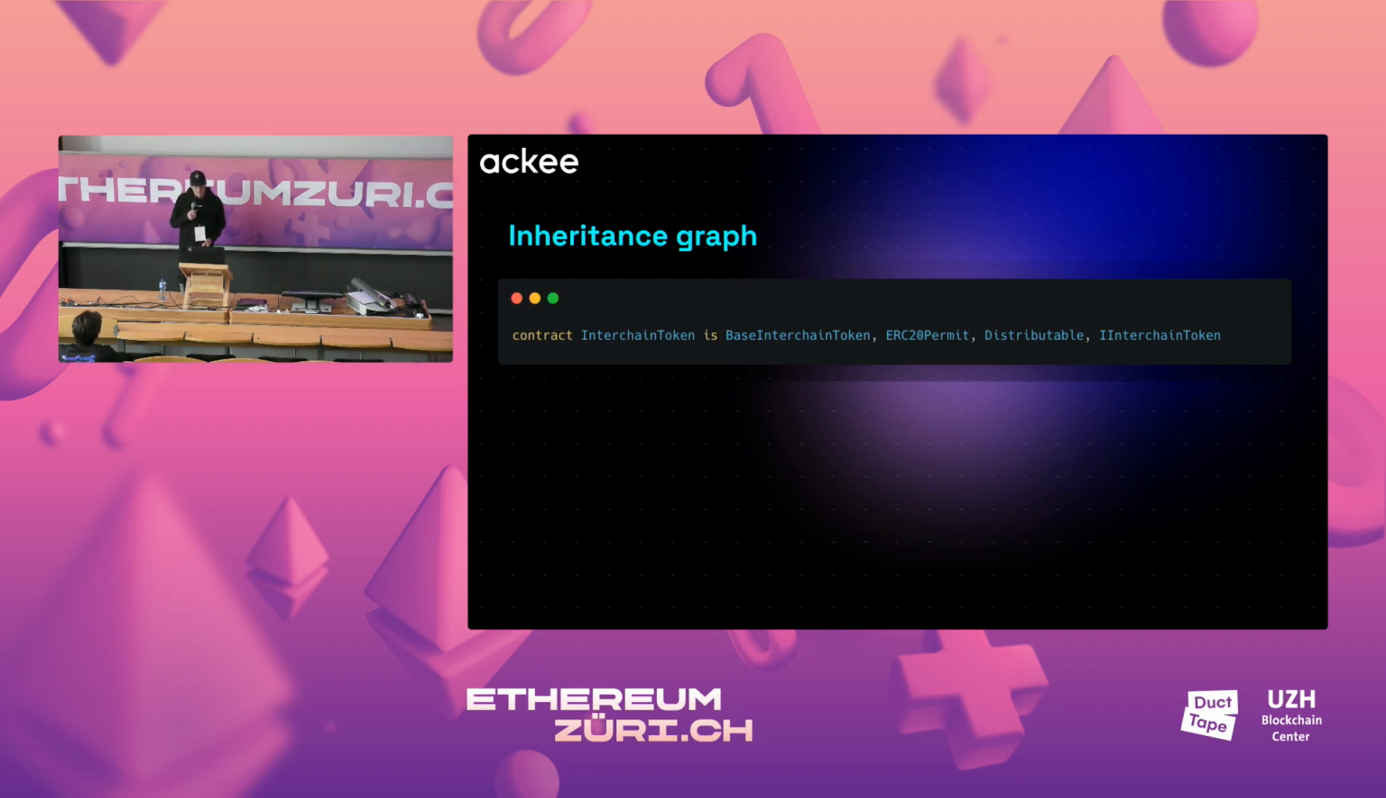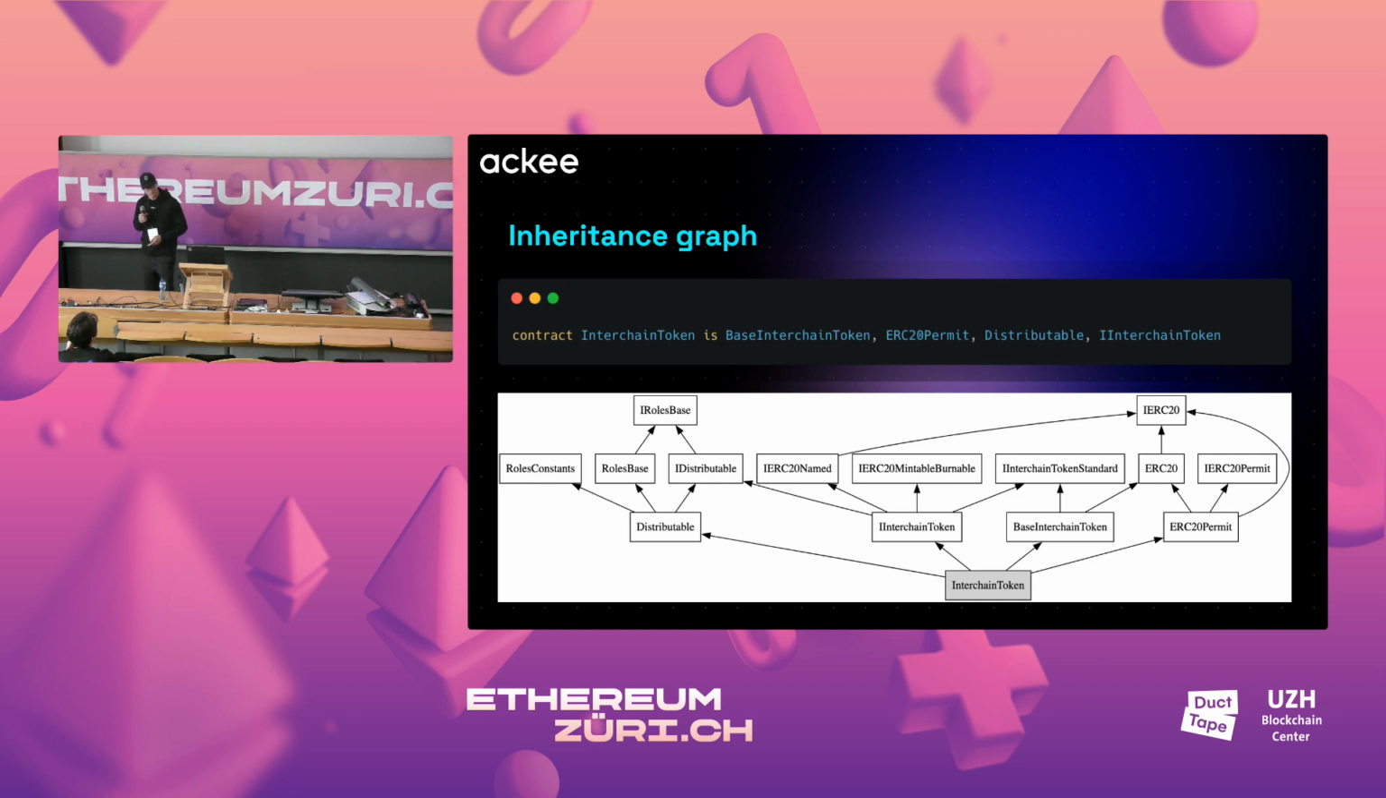And yeah, let's see the graphs. Especially when you are inheriting from many external dependencies, you sometimes have no idea what you are inheriting. So here's an example of a contract which is inheriting from 4 parents, but the actual inheritance graph is not that simple. So you can inherit some features which you don't want.